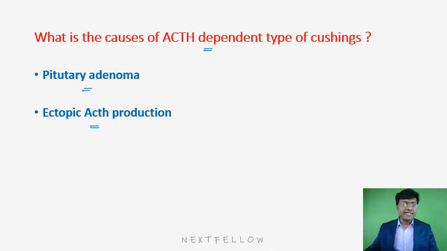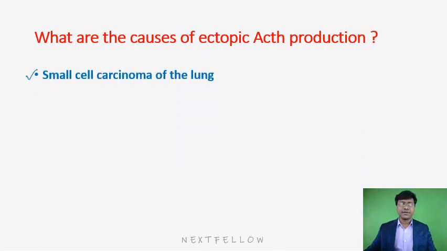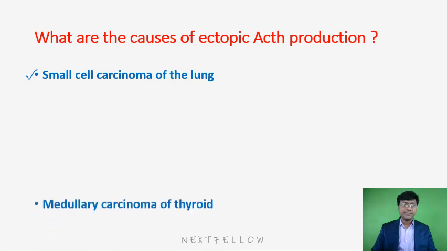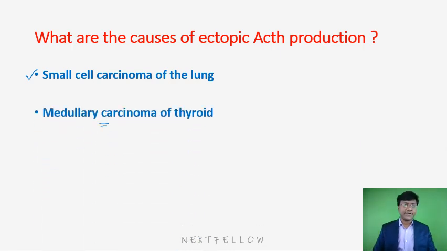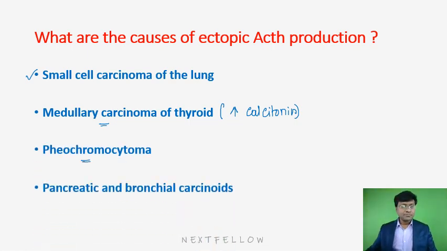Then ectopic ACTH production. What are the causes of ectopic ACTH production? Number one, small cell carcinoma of the lung, which is also called oat cell carcinoma of the lung. Then medullary carcinoma of thyroid, the malignancy where there is excessive production of calcitonin. Then pheochromocytoma, a tumor of the adrenal medulla. And then pancreatic and bronchial carcinoids. So these are the causes of ectopic ACTH production.